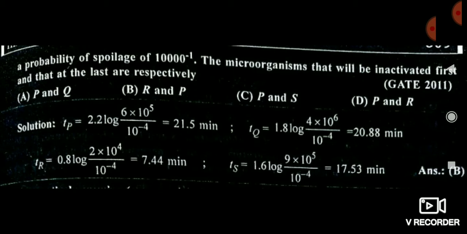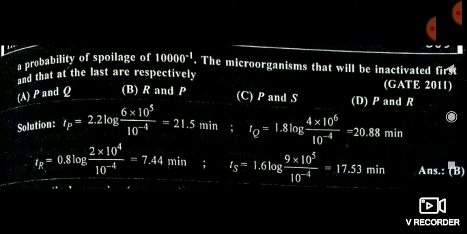And friends, in the question it is asking which microorganism will inactivate first and which microorganism will inactivate last. Means it is asking for the first and last case. So friends, you see that first means the microorganism which will take the minimum amount of time, that is, you see that the TR value is the minimum, that is 7.44 minutes.